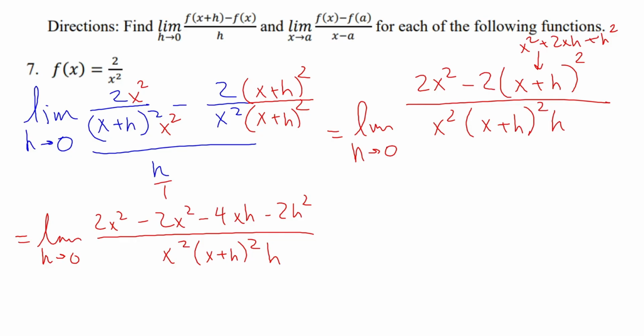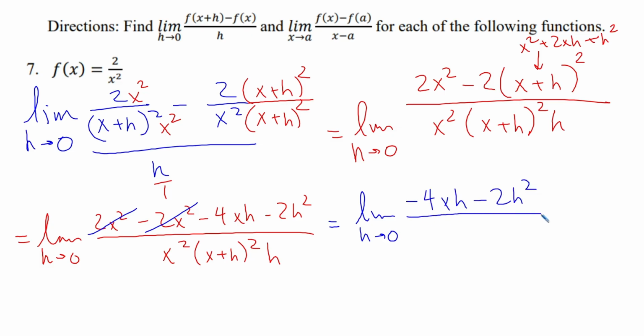And then we're going to simplify this down a little bit. The 2x squareds will cancel, and we'll write it as the limit as h approaches 0 of negative 4xh minus 2h squared, all over x squared times x plus h squared times h. We can see that both terms in the numerator, just like every other time, still have an h in them, so they'll cancel with the h that we have in the denominator.